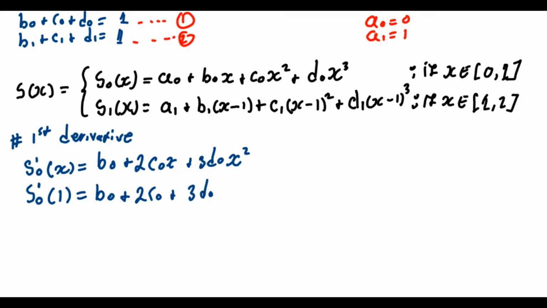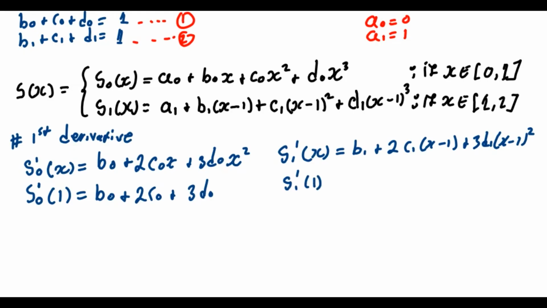Let's now differentiate the second one. So s prime of that is going to be equal to b sub 1 plus 2c sub 1 (x minus 1) plus 3d sub 1 (x minus 1) squared. I was just using the chain rule. If you plug in 1 here and 1 here, that's going to be 0. So you just have b sub 1.